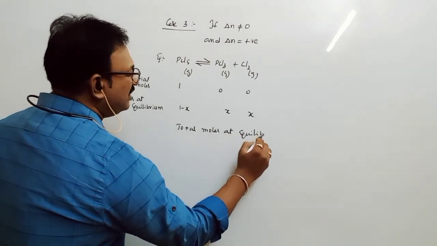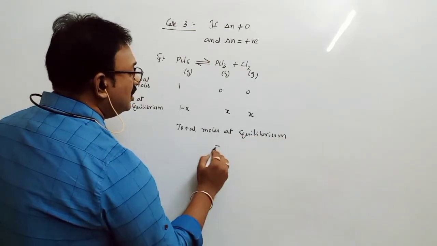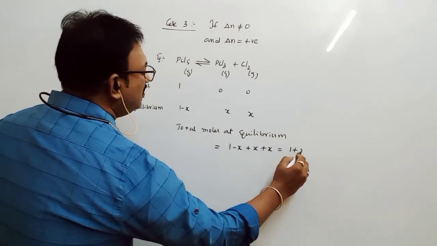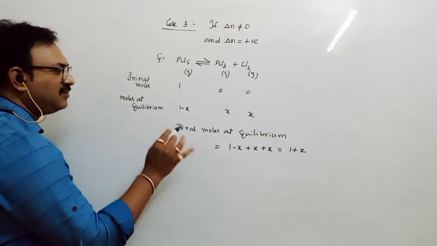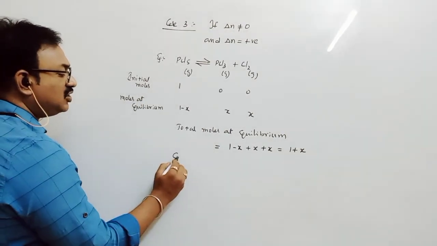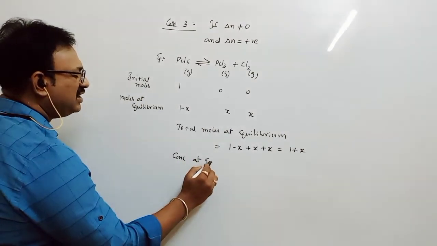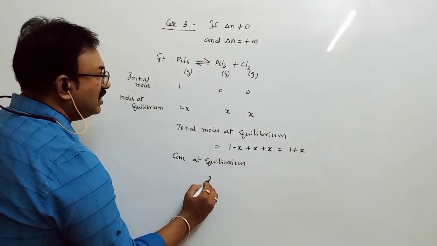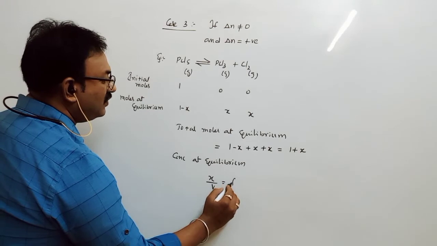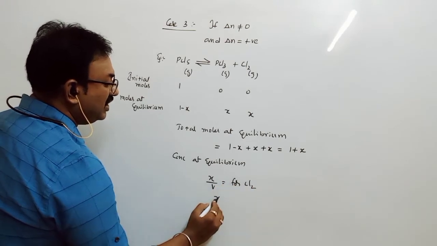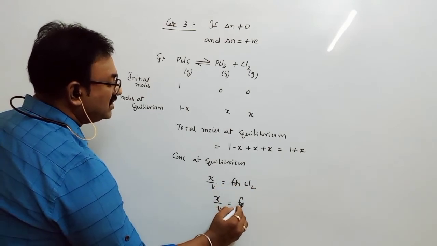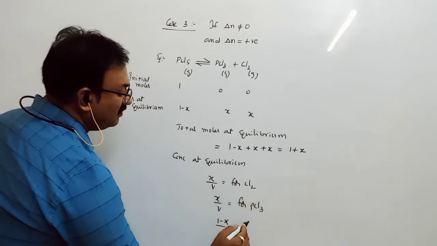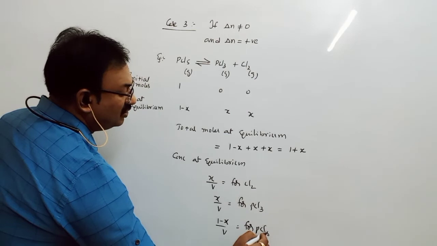Total moles at equilibrium can be written as 1 minus x plus x, that equals 1 plus x. Okay, clear? Right. Concentration at equilibrium: x by V for chlorine, x by V for phosphorus trichloride, 1 minus x by V for phosphorus pentachloride.